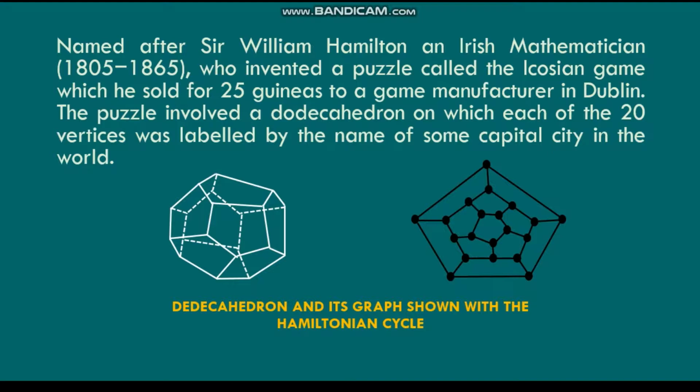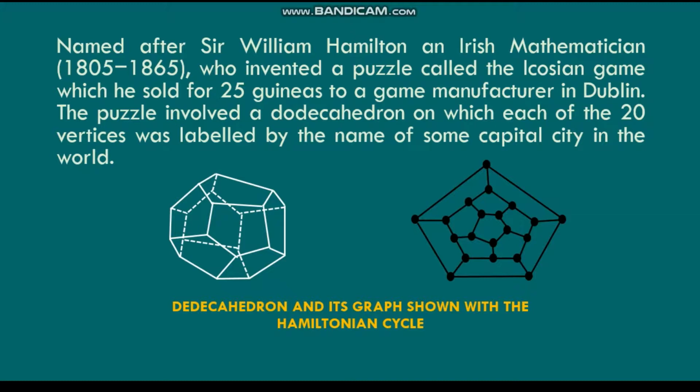In other words, one had essentially to form a Hamiltonian cycle in the graph corresponding to the dodecahedron. Consider the image below, which shows such a cycle. The dodecahedron and its graph are shown with the Hamiltonian cycle.